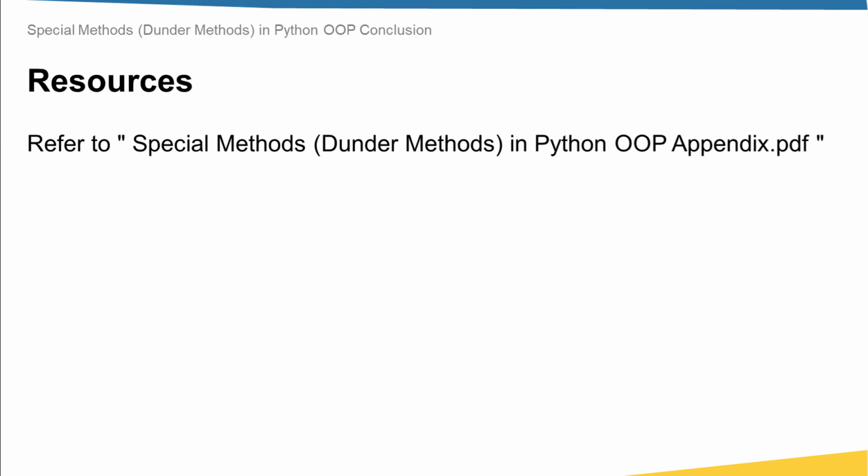Now please, I want you to refer to the file Special Methods, Dunder Methods in Python OOP Appendix. In this PDF file, I've combined for you all the special methods that have been covered in this section inside one file with their definitions for your future reference.